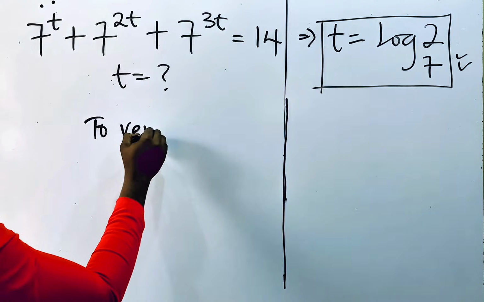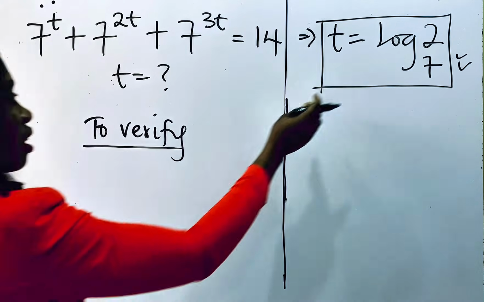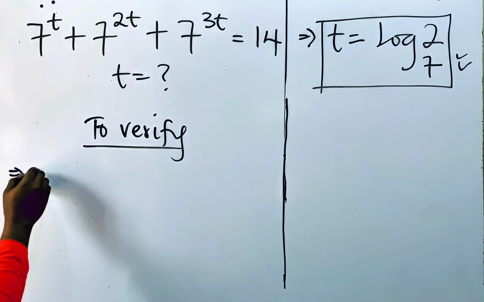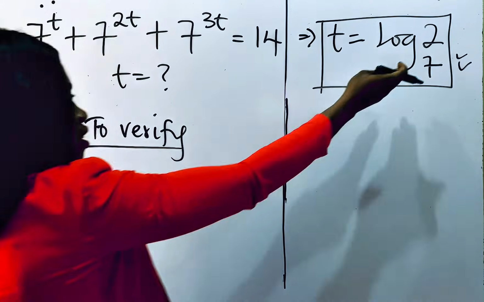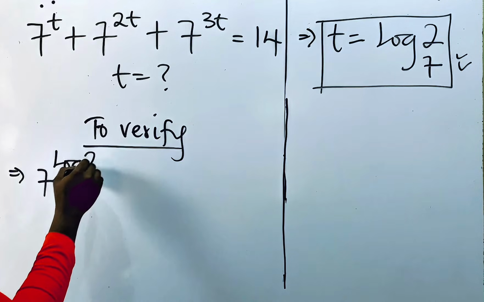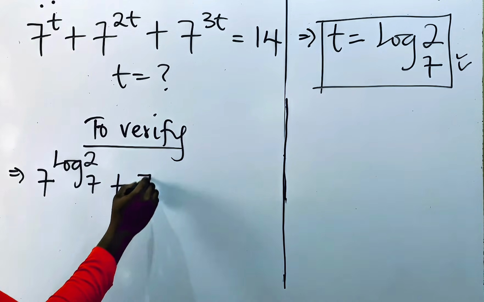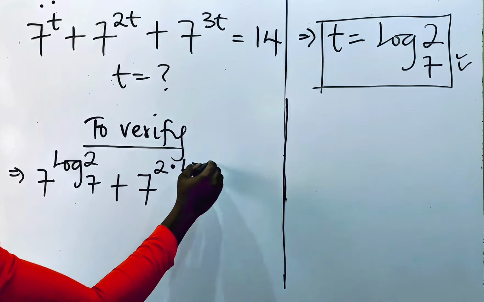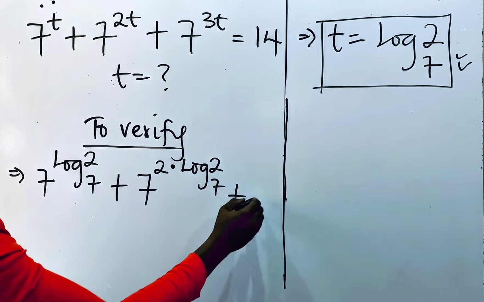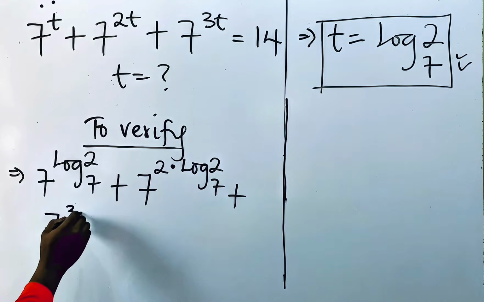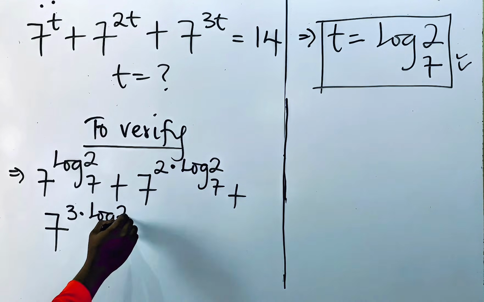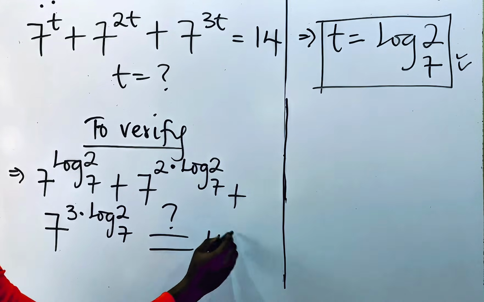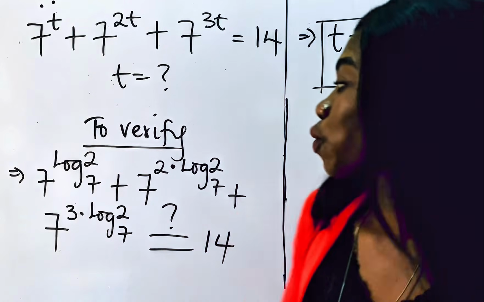To verify, remember this is our t. So we're going to plug it at the left side. So we now have 7 to the power of t, our t is this, so we have 7 to the power of log of 2 base 7, plus 7 to the power of 2 multiplies log of 2 base 7, plus 7 to the power of 3 multiplies log of 2 base 7. Will this be equal to 14? Let's see to that. So what do you do?